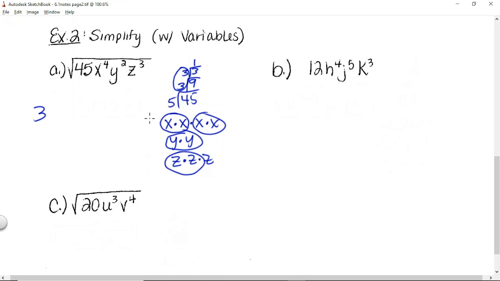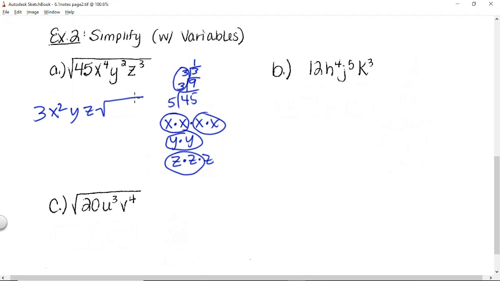So we look at the x's. We've got 2 groups of x's. So we could write it like that if we wanted to, x times x, 2 of them, but we write it with an exponent. Okay? And then we have a single group of y's, so we have a single y. We have a single group of z's, so we have a single z. And that's everything that's outside the radical.